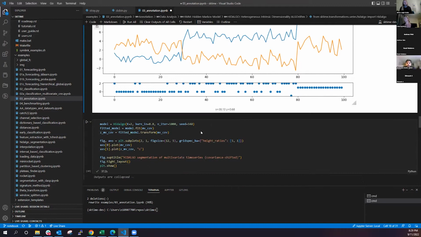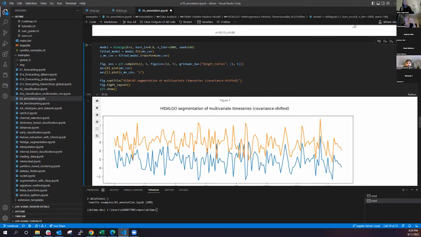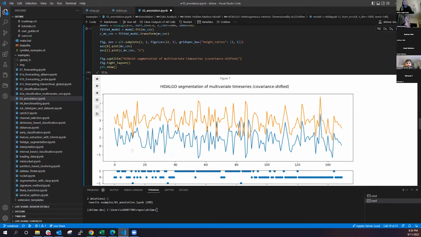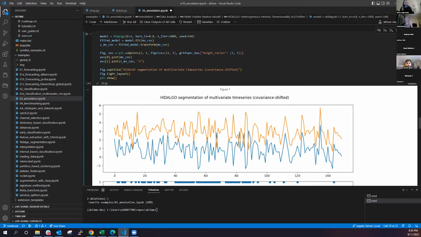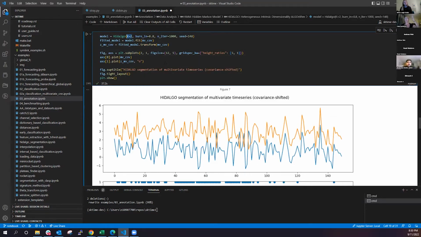Okay, let's look instead at the covariance structure shifted data. And we run this as well. And I think this is where we start to see the strength of an algorithm like Hidalgo. I will mention also that K, similar to the number of components above in the hidden Markov model, is a hyperparameter that needs to be fit via a separate procedure, but it's an assumption based on how many manifolds there are.